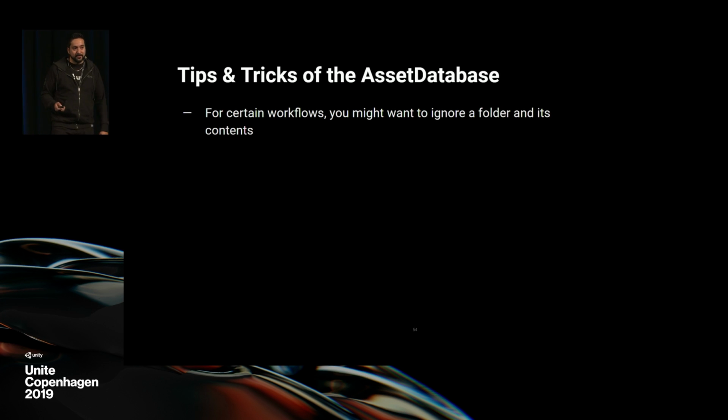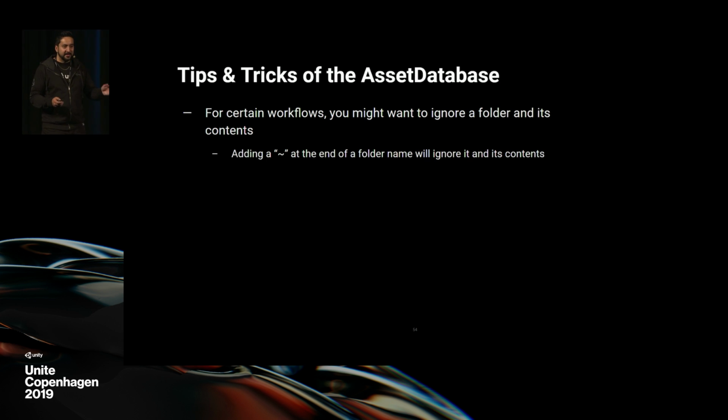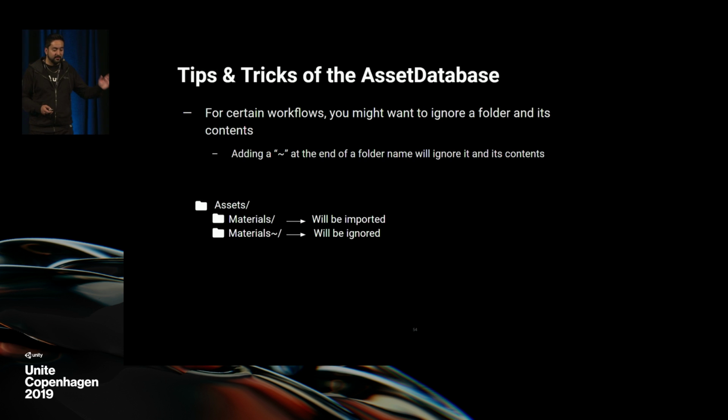Now, for certain workflows, you may want to ignore a folder and its contents. So this is, I guess, tip number 4. I've actually looked through the forums to see, and some people have an idea, some have some guesses. And actually, adding a tilde at the end of a folder name will ignore that folder and its contents recursively. So in this case, you have assets, your materials, and materials with tilde is not going to be imported. We just ignore that. And that's, I guess, my last tip for today.